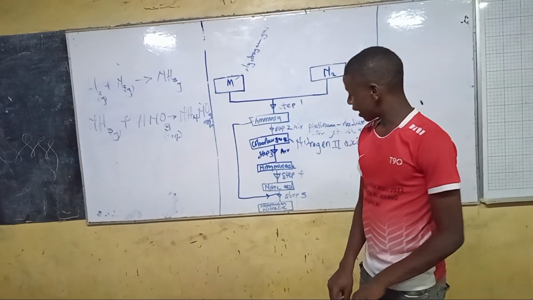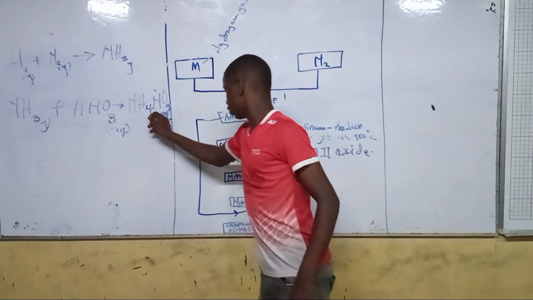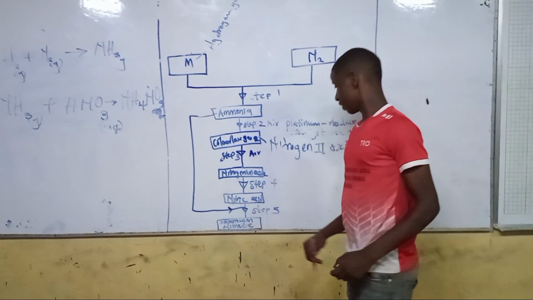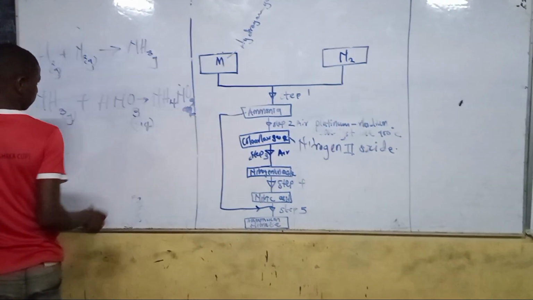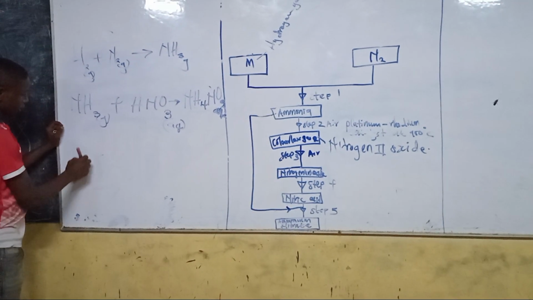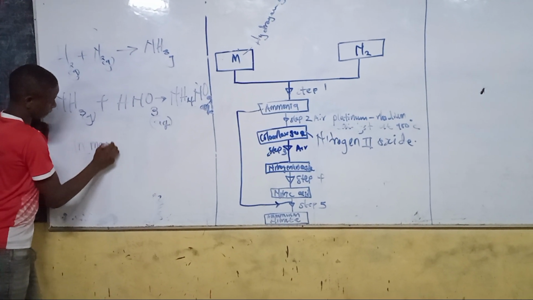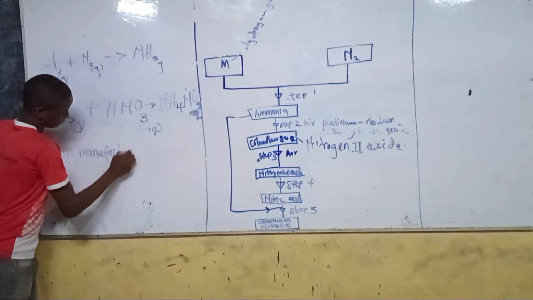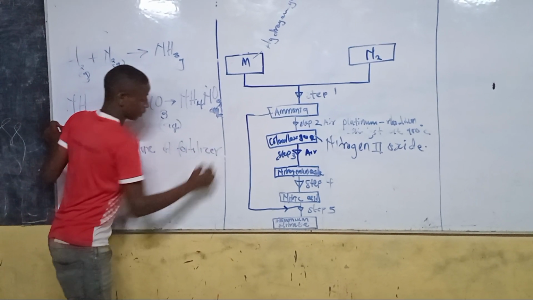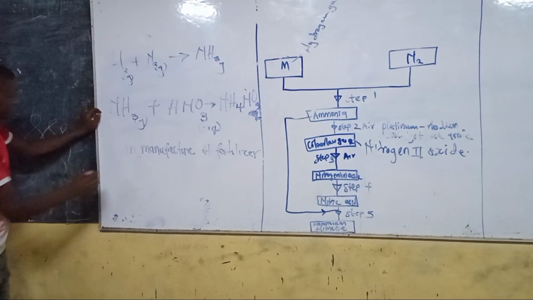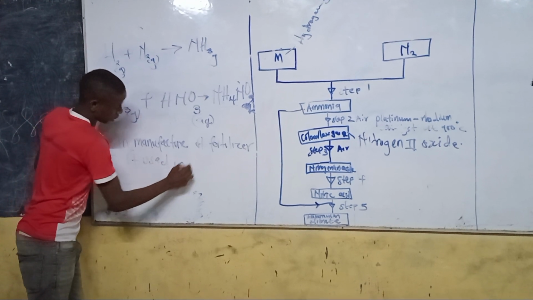Give one use of ammonium nitrate. Ammonium nitrate is a product which was formed from ammonia and nitric acid. One of the uses is that ammonium nitrate is used in manufacture of fertilizer. Another one you can say or write is that it is used in laundry.